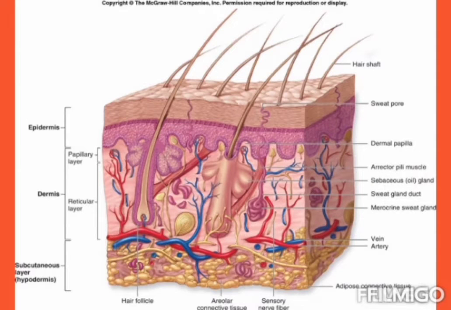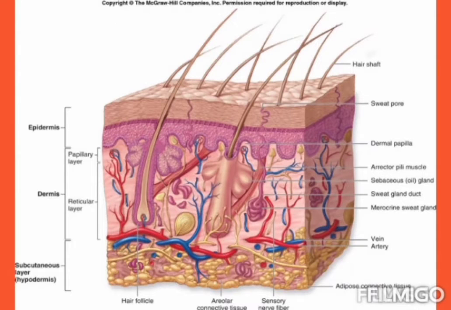Skin is the largest organ of our body, and it has a protective function. It maintains the normal tone of our body. The dermis lies beneath the epidermis. It contains tough connective tissue, hair follicles, and sweat glands. The deeper subcutaneous tissue, otherwise known as hypodermis, is made of fat and connective tissue.